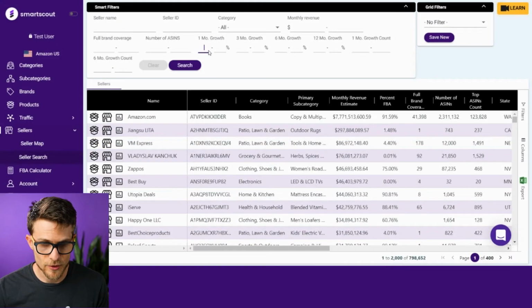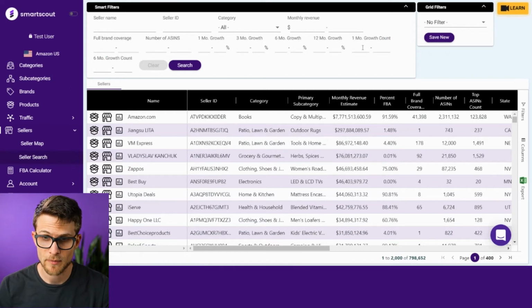This is one of the only tools that has restrictions based on your subscription package, so we'll get into that. We'll show you which ones they are, and if you don't need them, feel free to stick with the smaller package. The ones that are restricted are these monthly growth filters. So 1, 3, 6, 12, and then these filters here, the growth count, are for reviews. The rate at which the company is getting reviews.